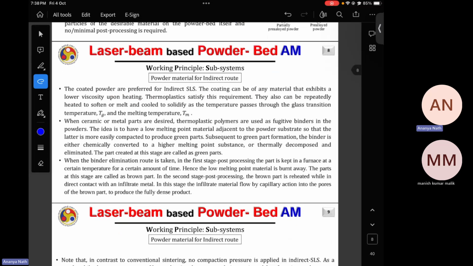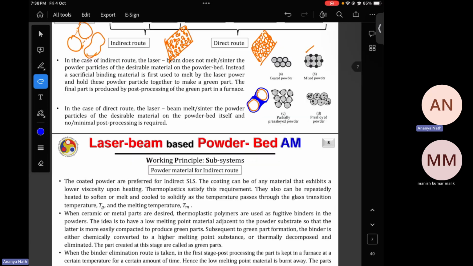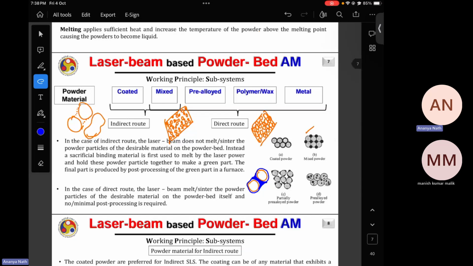So you can read it later. One important point is that the melting temperature of the coating material should be very, very much lesser than the polymer melting temperature, and the laser power or energy density should be enough to melt or soften the coating material.